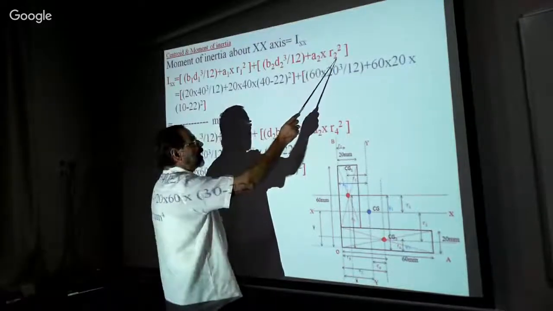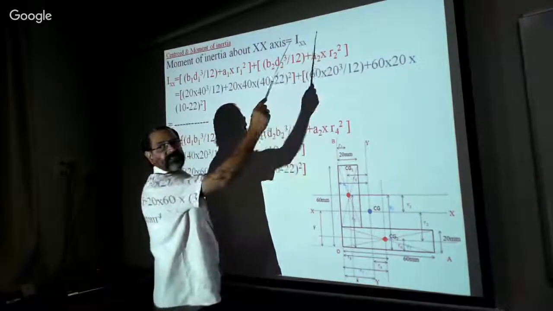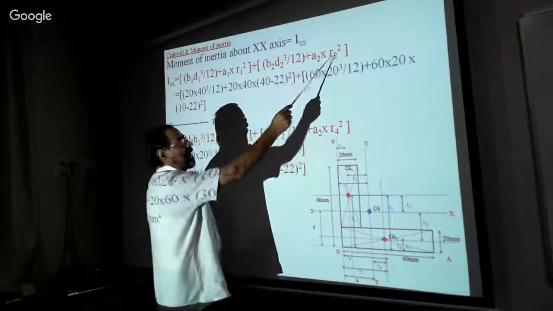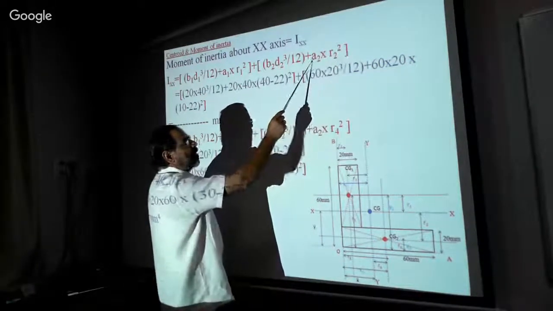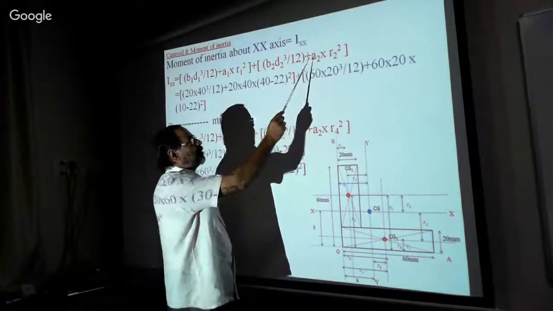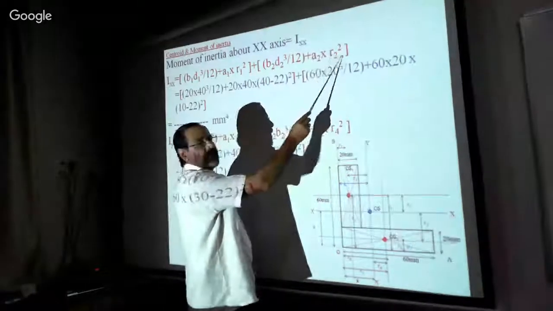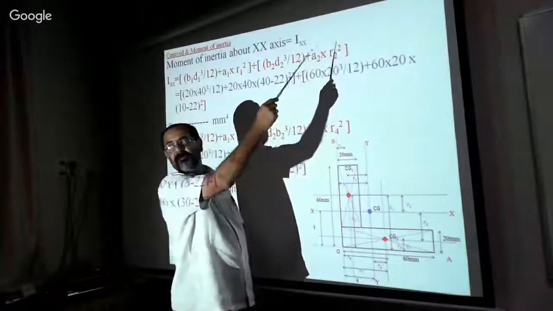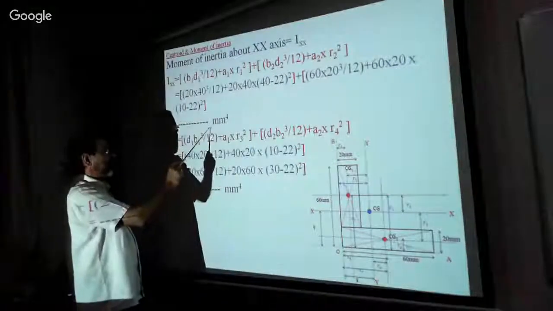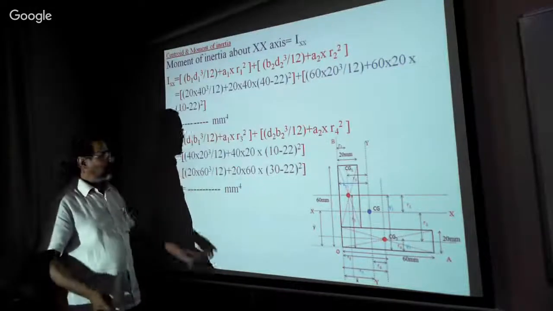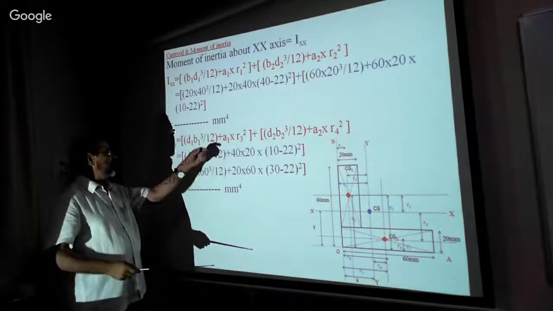Area, breadth into depth, into R2 squared. Therefore the moment of inertia is in millimeter to the power of 4. You substitute all the values and calculate the moment of inertia. It is in millimeter to the power of 4.